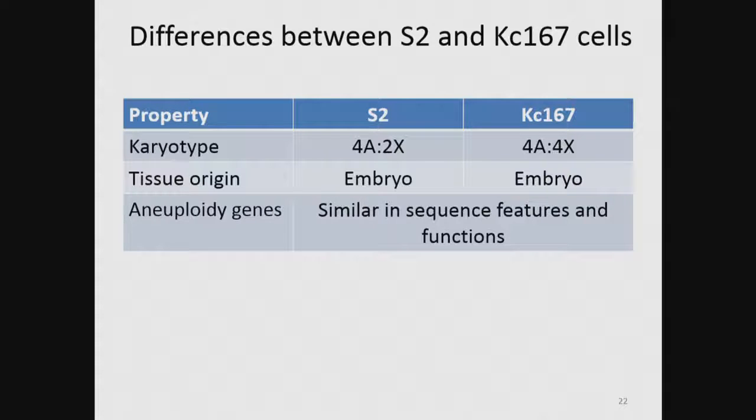So you can see the S2 cell line is a male genotype, the KC cell line is a female genotype, but we don't know how this contributes to the different response of translation to aneuploidy. Also, both cell lines come from embryo. And finally, when we analyze the sequence features by comparing the copy number altered genes between the two cell lines, we don't see much difference in sequence features, or functional categories. So this is really puzzling.